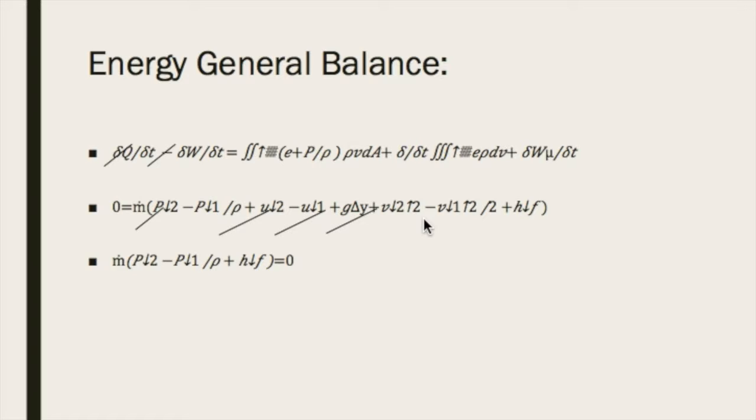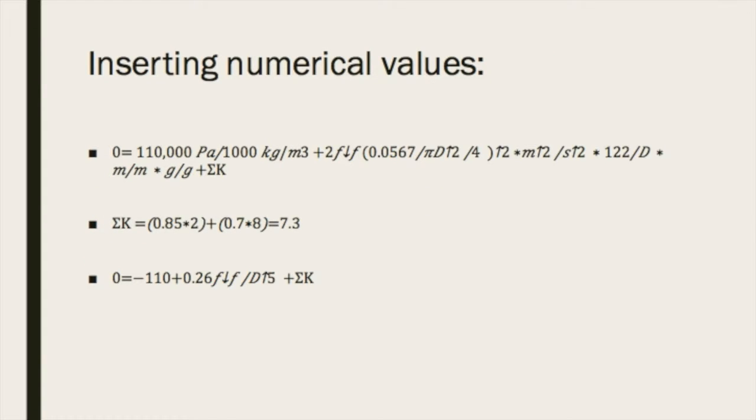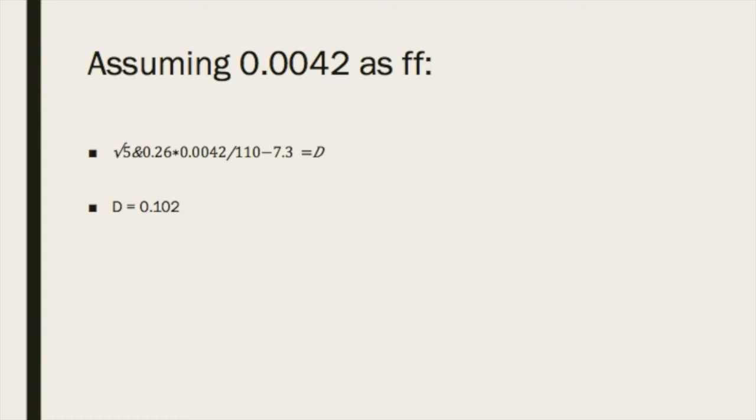First of all, we have to make the global energy balance to discard the irrelevant values. Then, we list the data that the problem gives us and the unknowns we have. The diameter is included in the head loss term, but cannot be solved for directly. As the friction factor also depends on diameter, we have to insert numerical values. Assuming 0.0042 as the value of the friction factor, we obtain the value of the diameter to be 0.102 meters.